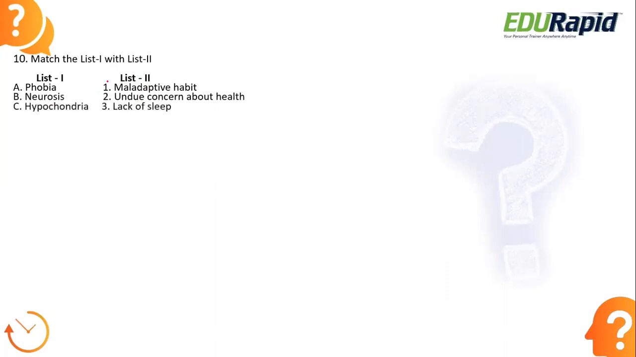Hypochondria. Here we have lack of sleep. Insomnia. Here we have intense fear. So the options are option A 1342, option B 2431, option C 4123, and option D 3214.